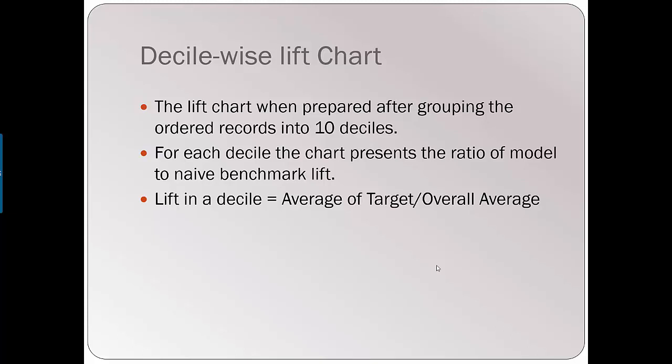Then in each decile you find the ratio of y. You find the sum of y, and remember our baseline is y bar. So the sum of y and sum of y bar within each of the 10 deciles, or the average of y and y bar, would also give you the same thing. Then you find the ratio of the average of y divided by y bar in each of those 10 deciles, and then you plot that.